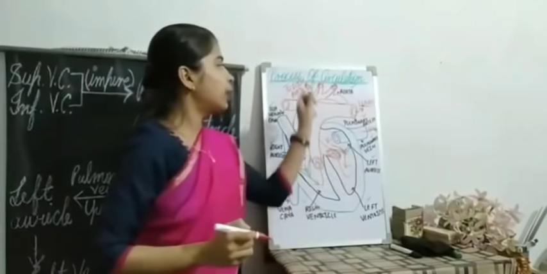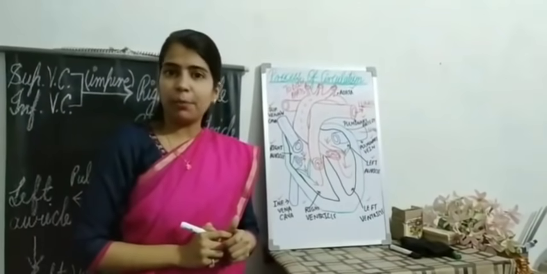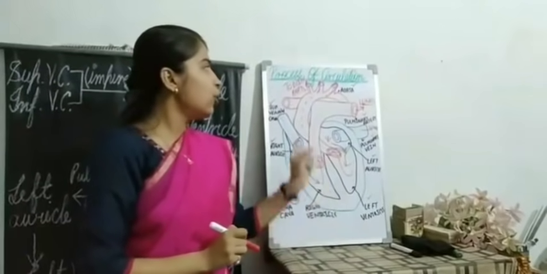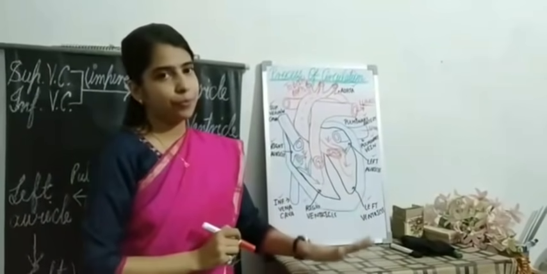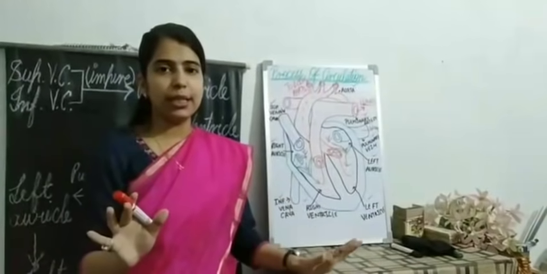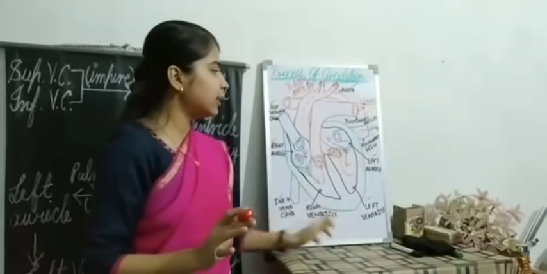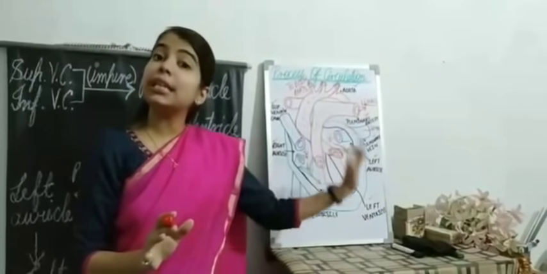Okay, this aorta will carry the pure blood, or the oxygen-rich blood, to all the parts of your body. Is it clear to you all? And this cycle will keep on repeating in your body.